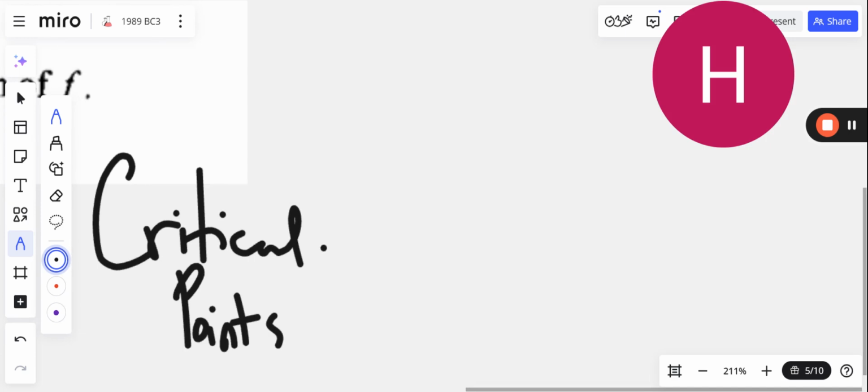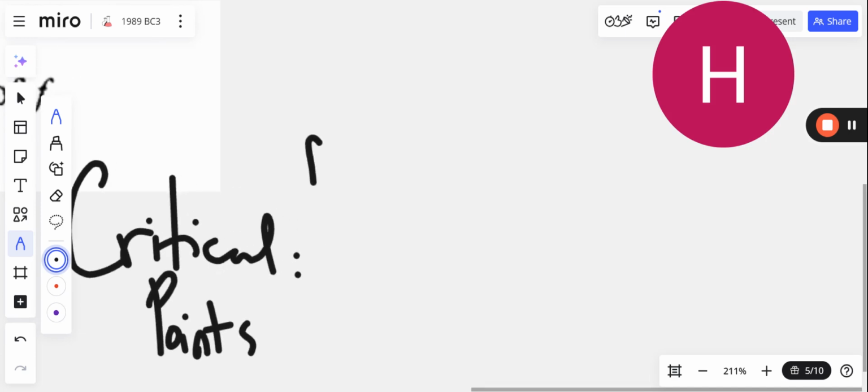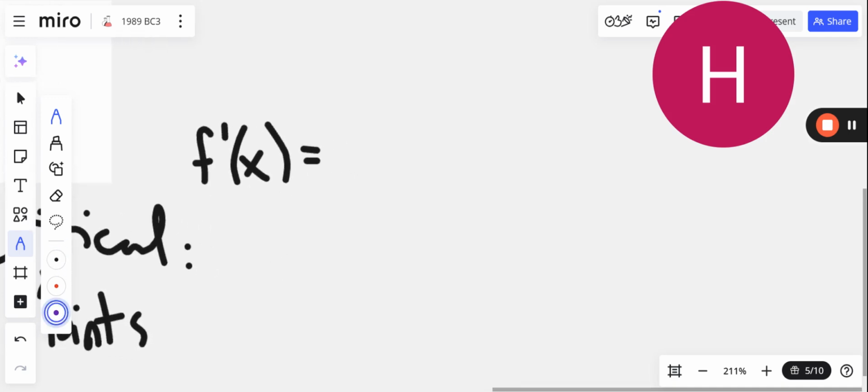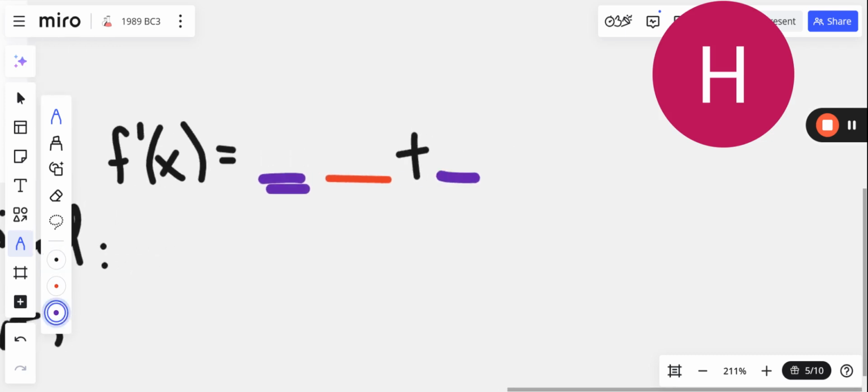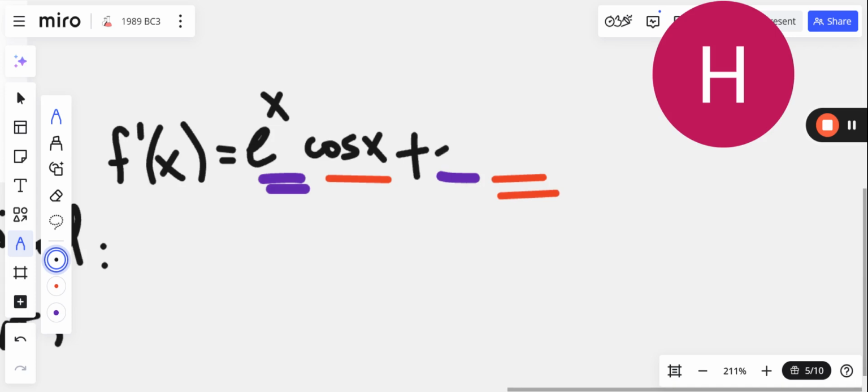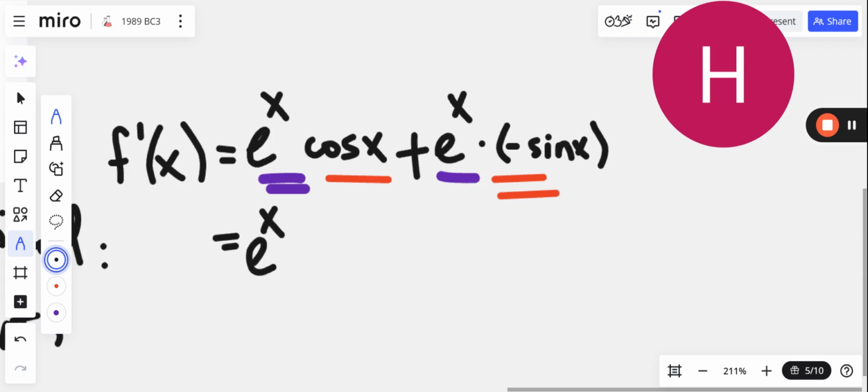Critical points, we need the derivative to be set to 0 or undefined. Product rule is as follows. We take a derivative of the first thing, leave the second thing the same, plus we leave the first thing the same times the derivative of the second thing. So this is going to be derivative of e to the x, pretty easy, and leave cosine of x the same. Plus leave e to the x the same, there you go, and times the derivative of cosine, which is negative sine.